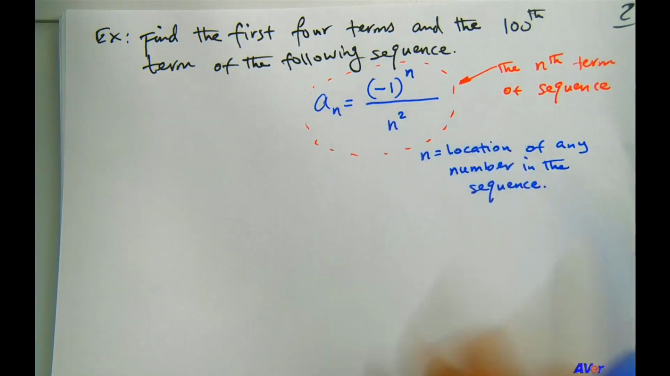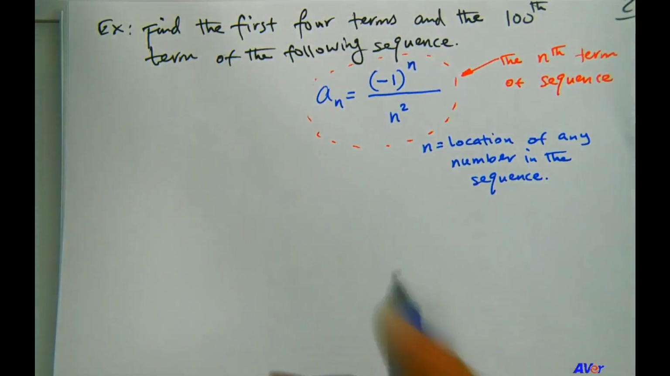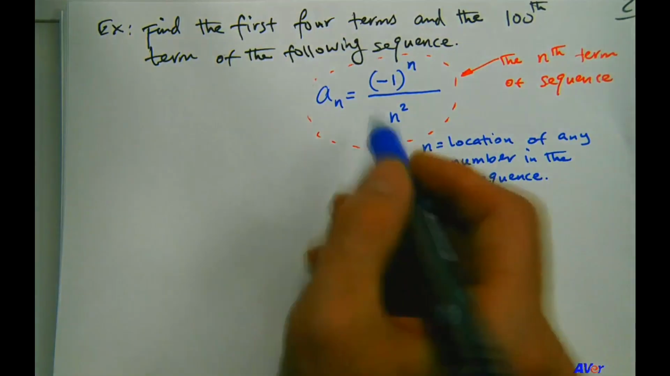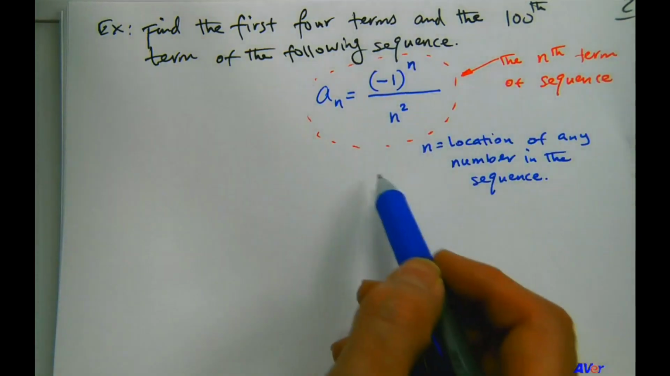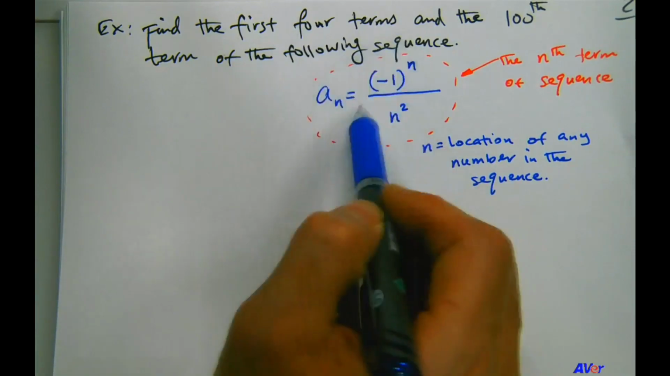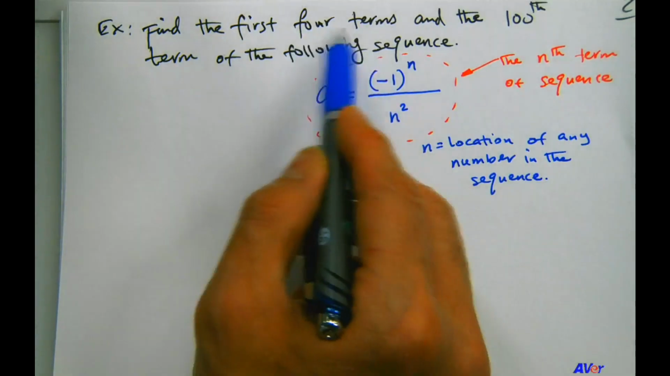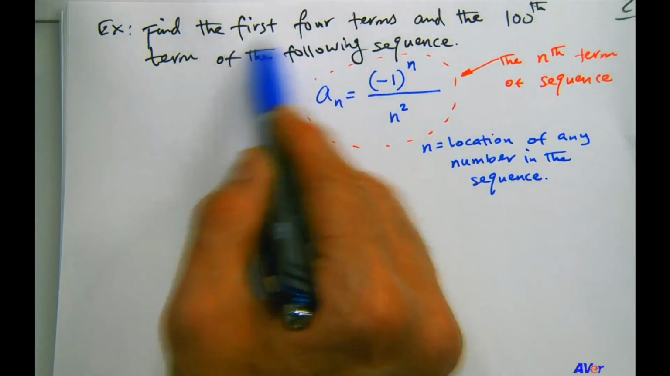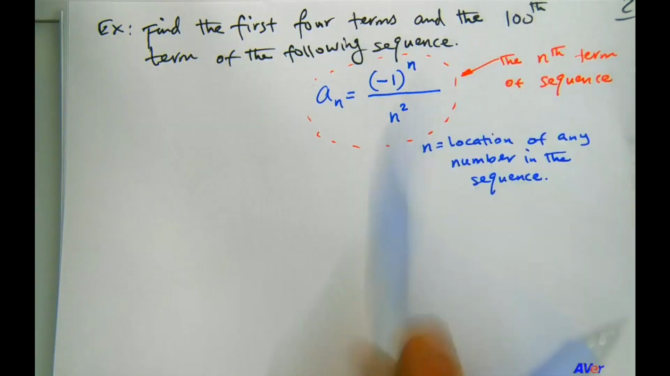So a very necessary and essential part of sequences and series are these nth term sequence formulas. Okay, so here we want to use this nth term of the sequence formula to find the first 4 terms and the 100th term, right? So let's do that.